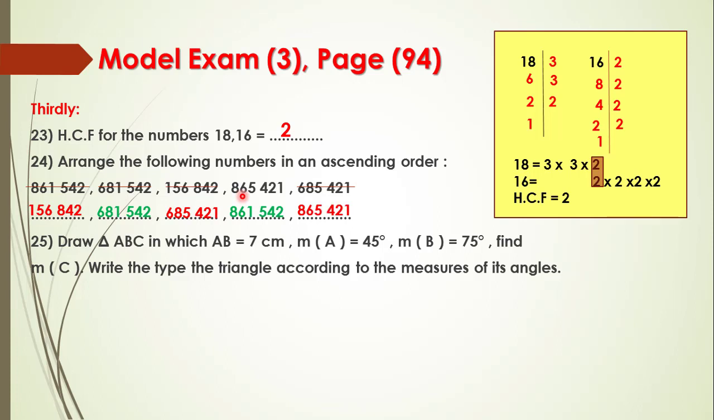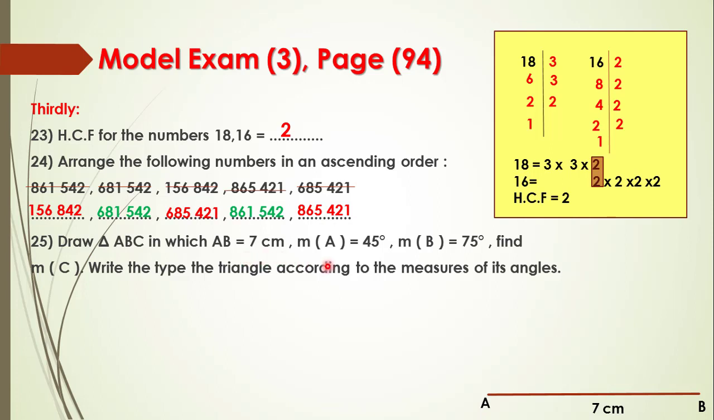Number 25. Draw a triangle ABC in which AB is 7 centimeters, measure of angle A is 45, and measure of angle B is 75. This is the first required step in this question. Let's start with the drawing. I'll start with AB, 7 centimeters. Use your ruler and your pencil. Draw a line segment of 7 centimeters and name it AB. This is the first side of the triangle.